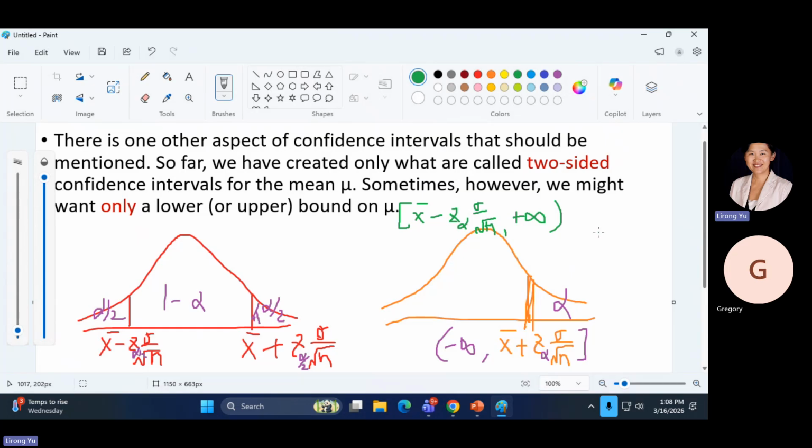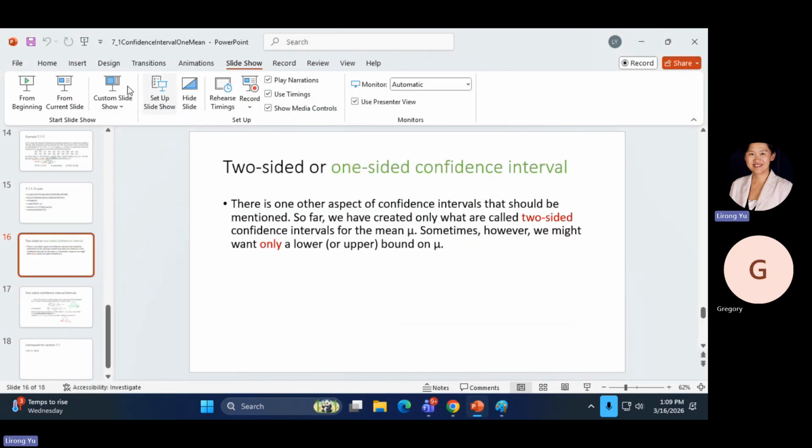Over here on the left are the two-sided intervals. I'm just trying to compare the numbers that we're using for the different kinds of interval. Any questions? Hope that makes sense. So somehow we might want to consider the one-sided interval here.